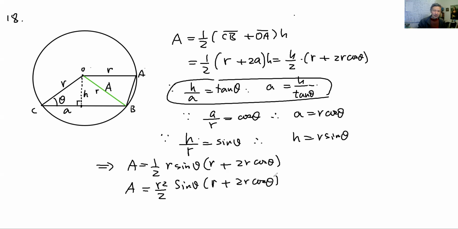So what do they do? They found this, then they are looking for some extreme, when this area is maximum. So this is optimization, a similar question. I just stop here. They want to find when dA d theta is equal to 0. That's right.